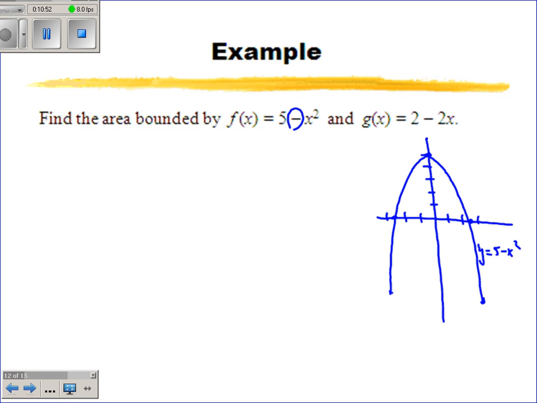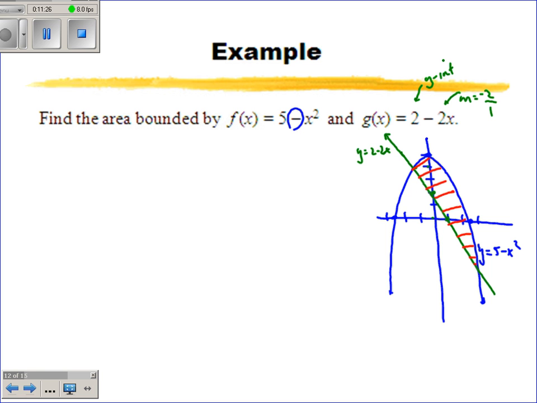And then we're looking at the line y equal 2 minus 2x. So the 2 minus 2x has a y-intercept of 2, and the slope is negative 2. Make it a fraction: y-intercept of 2, slope negative 2, that means down 2 to the right 1, or up 2 and to the left 1. And here's the line. The area that's bound between the two would be this area right here.